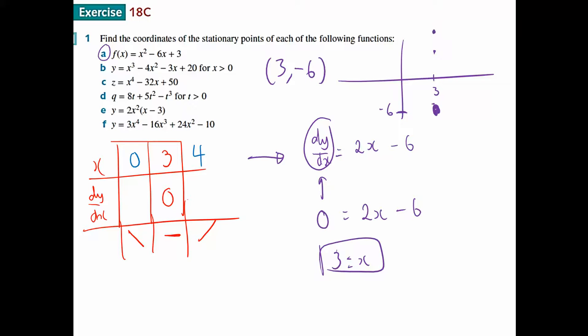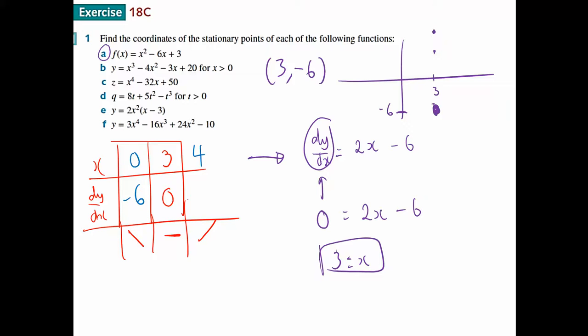I want to know what the gradient equals to. So I'm going to sub 0 into the gradient formula. When x is 0, what's my gradient equal to? Minus 6. You sub 0 in, 2 times 0 is 0, 0 minus 6. Gradient is negative 6. So I now know this gradient here must be negative 6. And that's true. I have a negative gradient. And then on the right, it has to be 4.